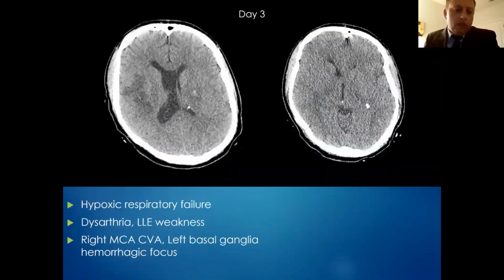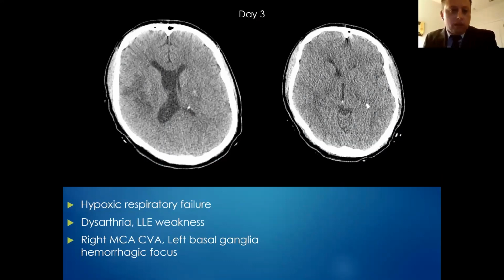On day 3, he had a hypoxic respiratory failure, had acute dysarthria, left lower extremity weakness. A CT of the brain was found to have a right MCA CVA, as well as a left basal ganglia hemorrhagic focus, which was both thought due to embolic phenomena coming from the endocarditis.